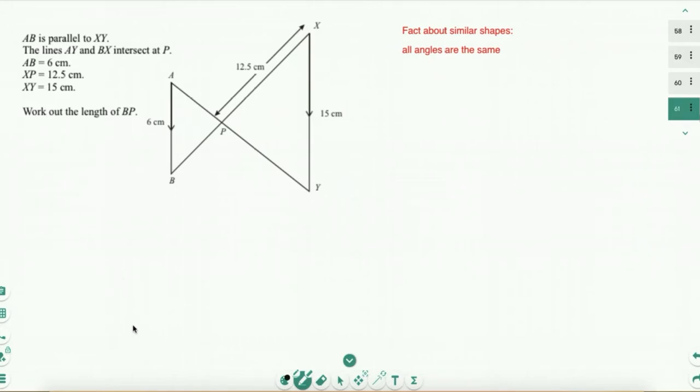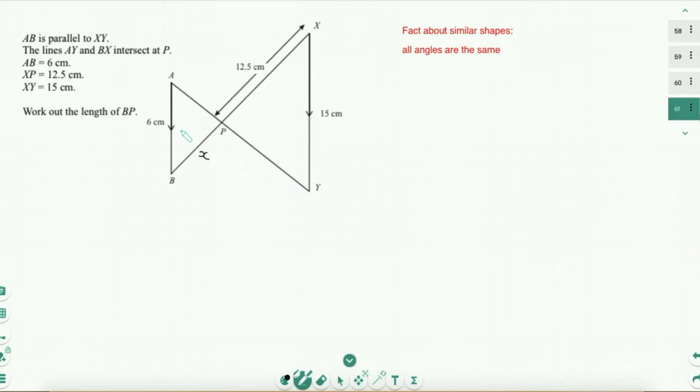AB is parallel to XY. The lines AY and BX intersect at P. AB is 6. XP is 12.5. And XY is 15. Work out the length of BP. We want to find this side here. All right. So I've got some ribbon, like a bow tie shaped object, and I have to find the length of B to P. How do you do this, guys?